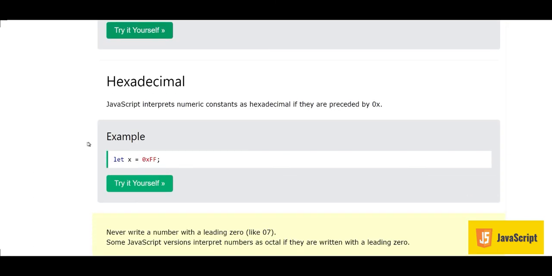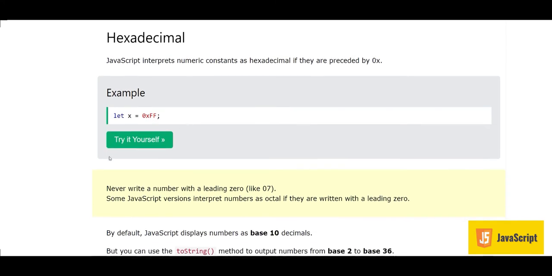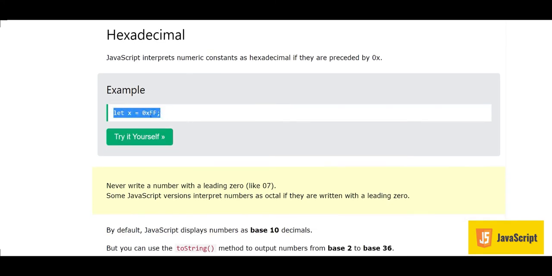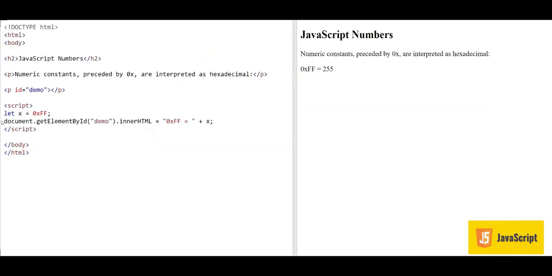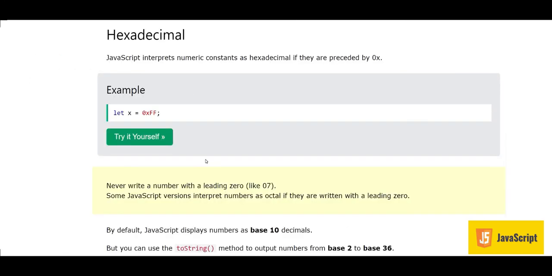Now let's look at some more interesting thing, that is hexadecimal. JavaScript interprets number constants as hexadecimal if they are preceded by 0x. So here we have a number, let x = 0xFF. This will be considered as a hexadecimal number, and when printed it will print out 255 in decimal, right? So remember, whenever you put 0x before these constants, it will be treated as a hexadecimal number.